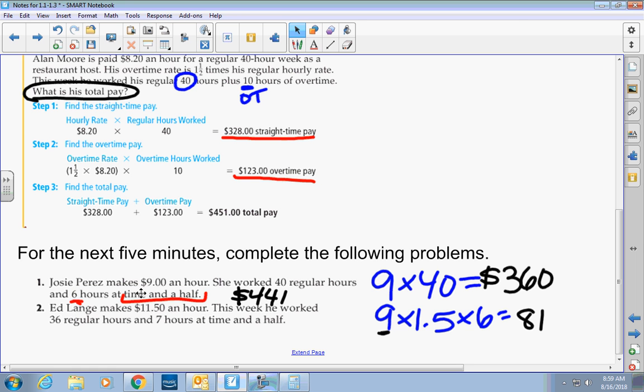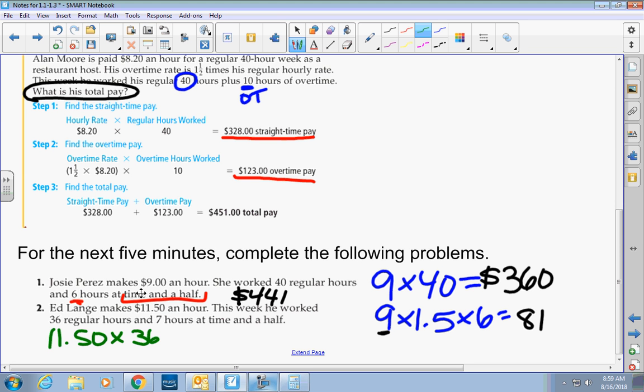All right, now we have our buddy Ed. Makes $11.50 an hour. He worked 36 regular hours, so his employer pays him overtime after that 36 hours. So he has a pretty sweet deal. Does anybody know what it's called when an employer gives you something that's above and beyond normal?